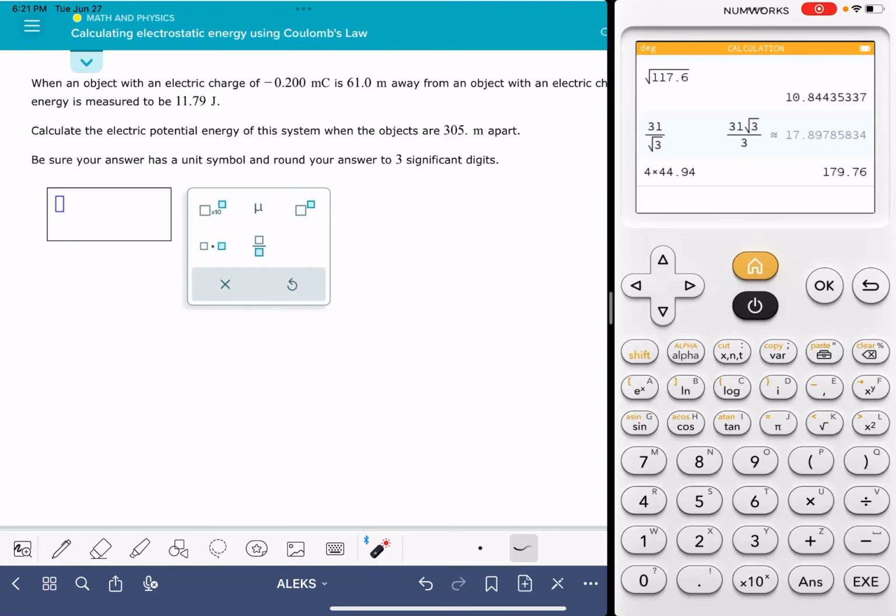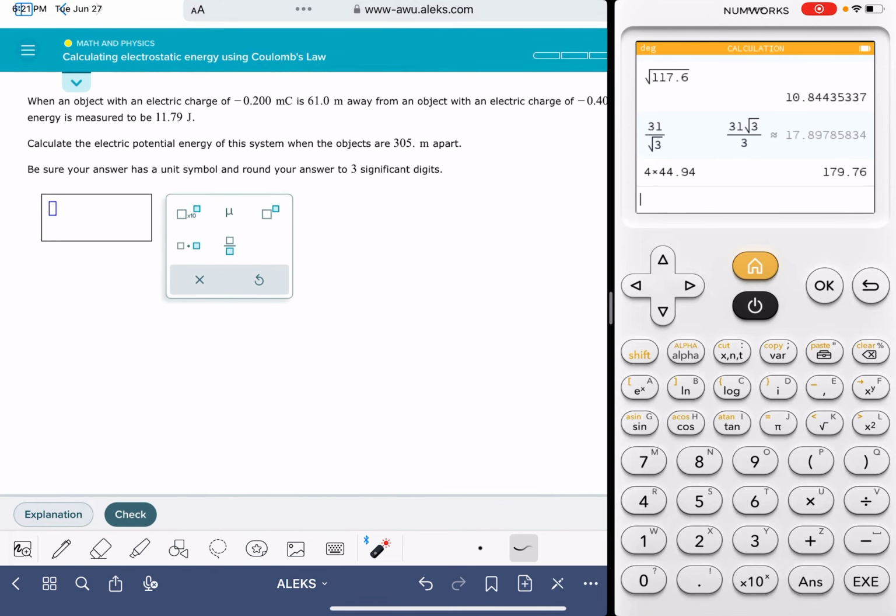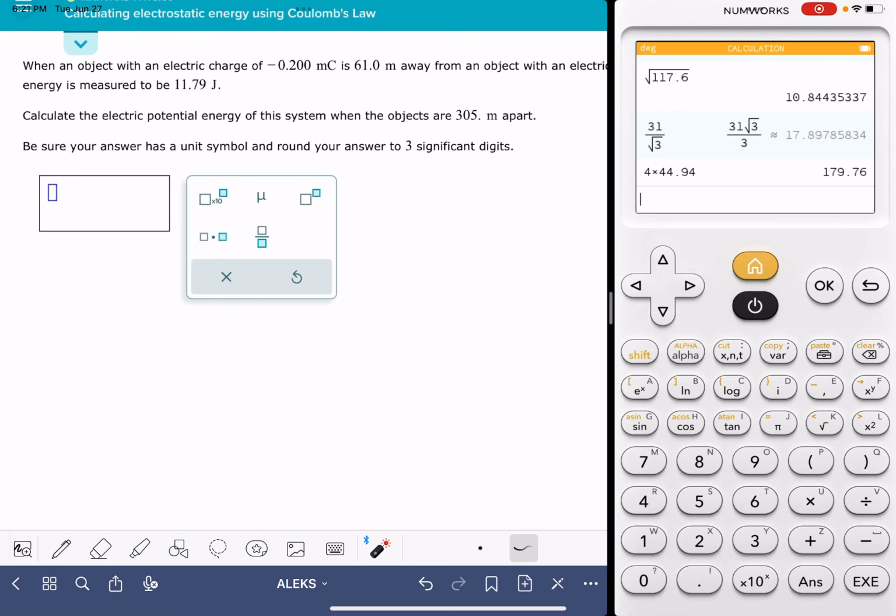In this video, I'll show you how to solve the ALEKS problem called Calculating Electrostatic Energy Using Coulomb's Law. This problem is going to describe a couple of objects. It's going to tell you what their charges are and their distance apart from each other and the energy associated with their relative position. And then it wants you to recalculate the potential energy of the objects if they are moved to a different distance apart from each other.